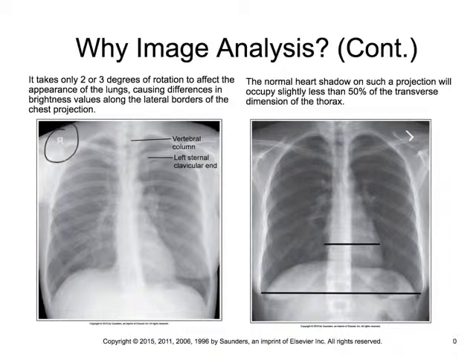We know they're rotated because we can see that the left sternoclavicular end is not superimposed with the thoracic spine. So we know, in this case, the patient's right side is closer to the image receptor. In order to correct this image and make it look like the image on the right, we need to make sure the plane of the patient's thorax is parallel with the plane of the image receptor. That means we need to move the left side towards the image receptor.